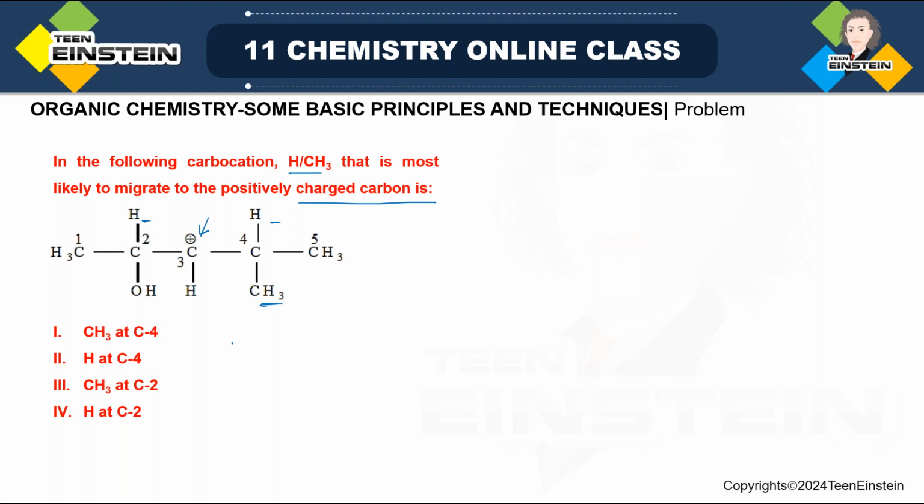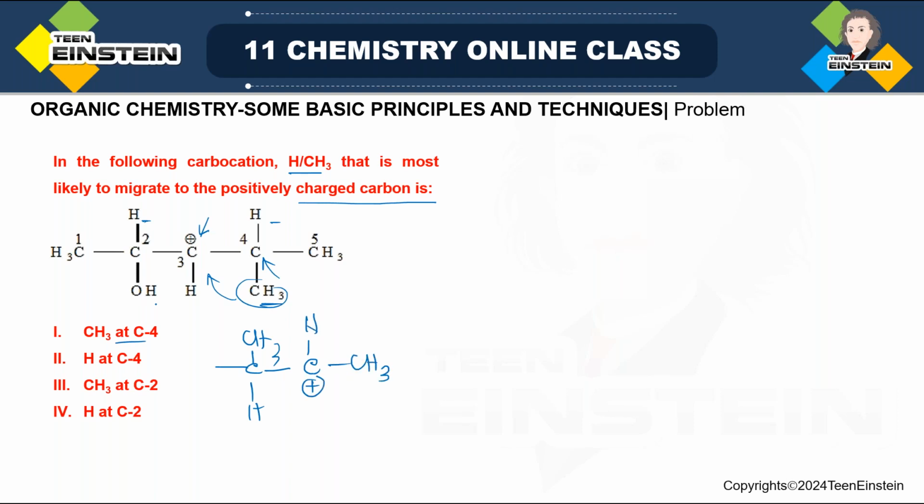Now migration, why will it take place? Migration can take place only if after migration you are getting a more stable species. Then only migration is possible. Now here it is mentioned CH3 at C4. Now if this CH3 is migrated to this, positive charge will be generated here. Now this positive charge will be something like this. I am just focusing on this part.